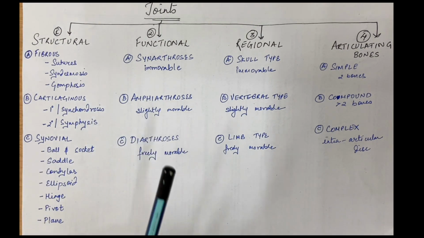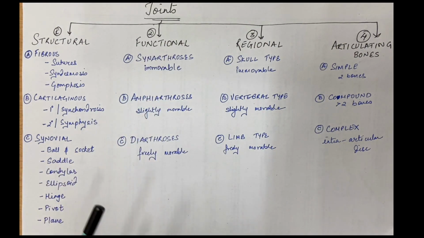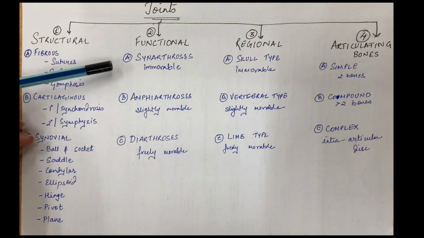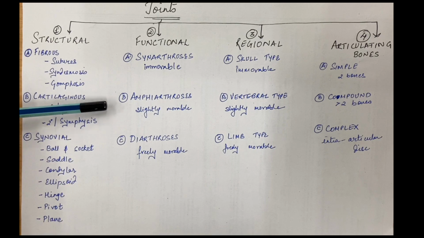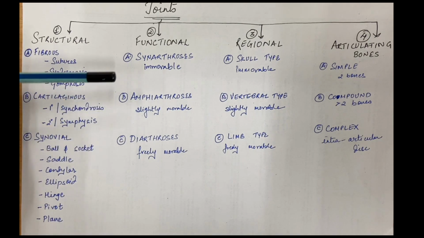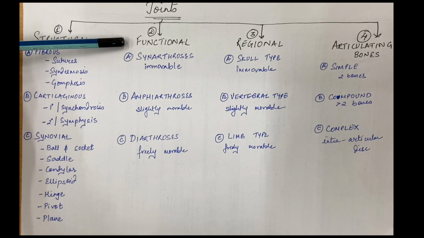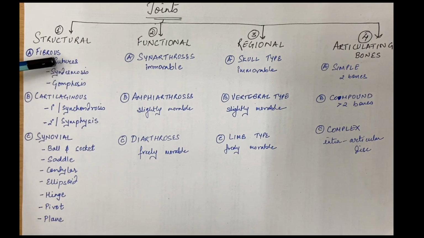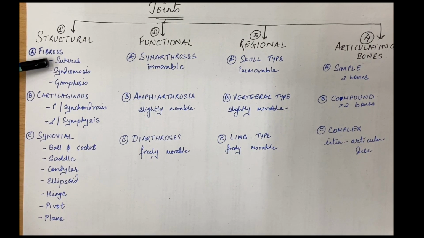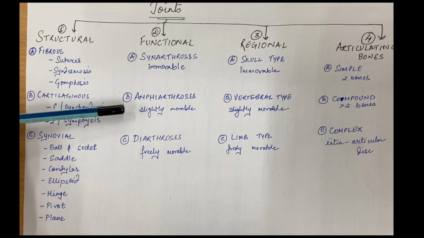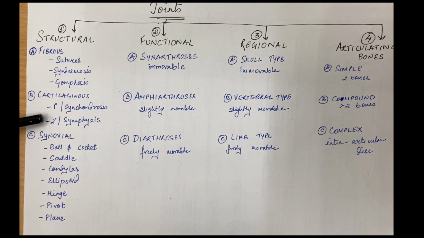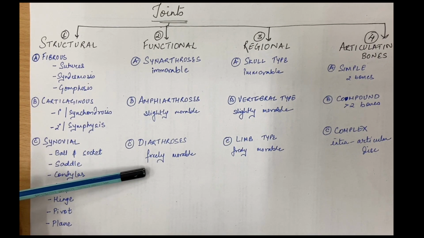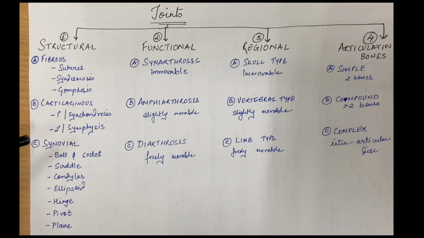Let's move to the second kind of classification, which is the functional classification, and this is classified according to the degree of mobility. So we have three varieties: synarthrosis, amphiarthrosis, and diarthrosis. If we are talking about the degree of mobility, then synarthrosis are immovable joints. This you can compare with the sutures of the fibrous joint. Next is amphiarthrosis, which are slightly movable like the secondary cartilaginous joints, and third diarthrosis, which are freely movable joints like the synovial variety.